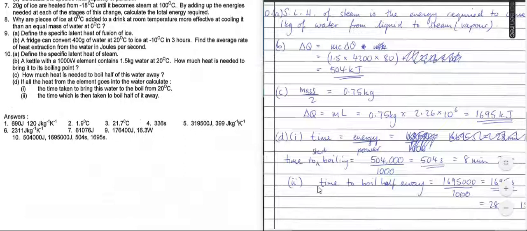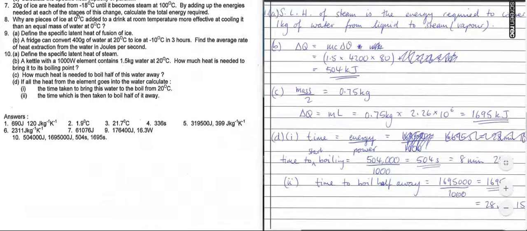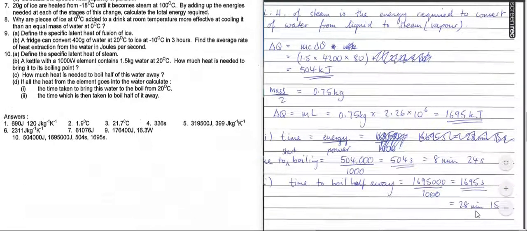And then finally, the time which is then taken to boil half of it away is the total energy for half of it to boil divided by its power. So that's 1,695 seconds, and this converts to 28 minutes and 15 seconds.